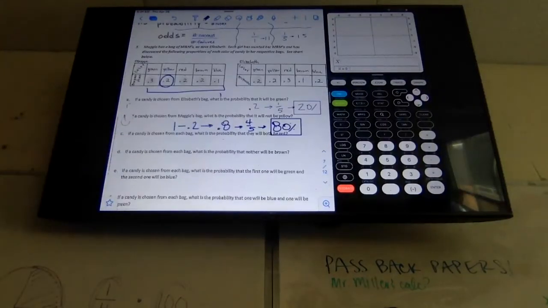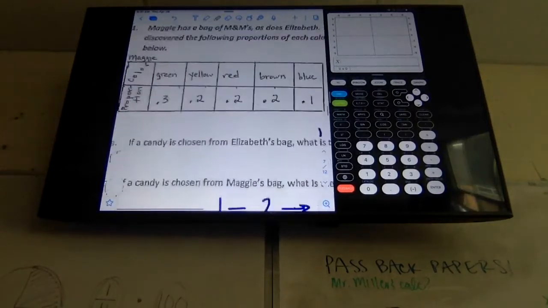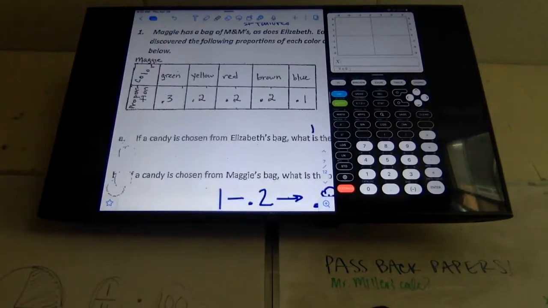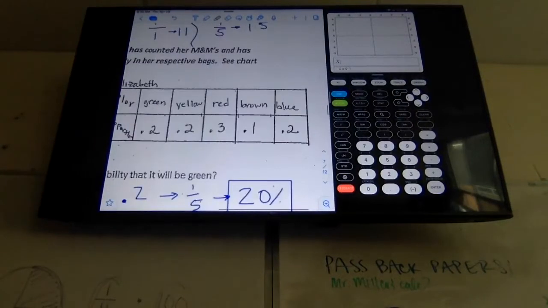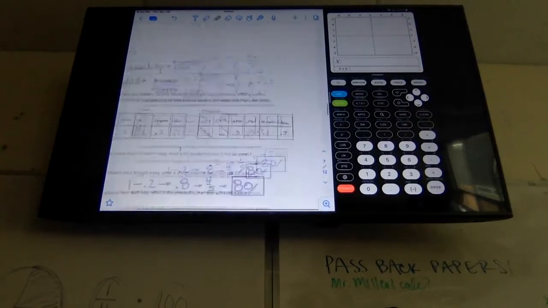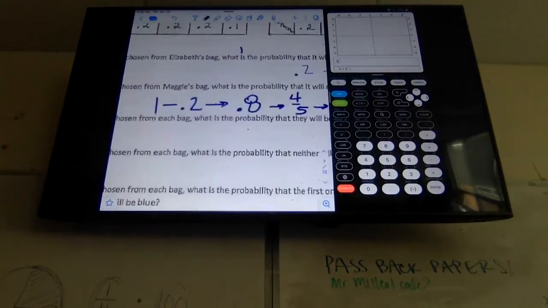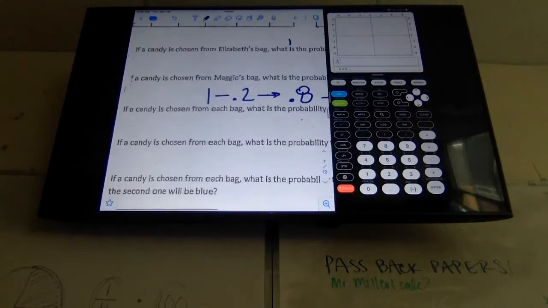Okay. If a candy is chosen from each bag, what's the probability that they will both be red? Okay, so we have to look at both bags here. So probability it will be red for the first one. In Maggie's bag, what's the probability it will be red? In Maggie's bag, 0.2, good. And in Elizabeth's bag, 0.3.